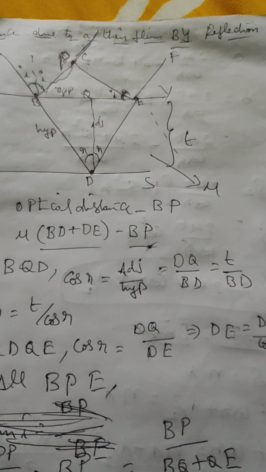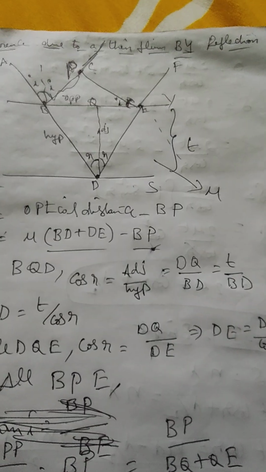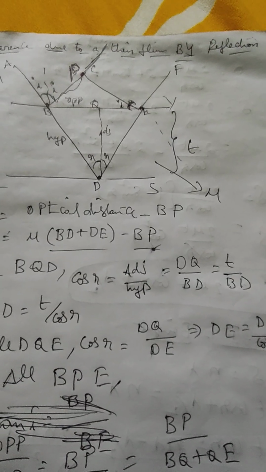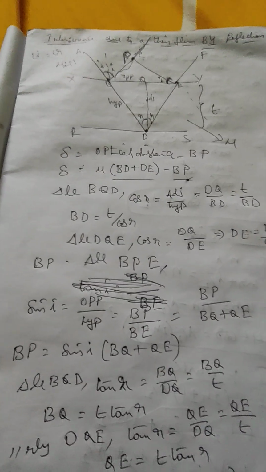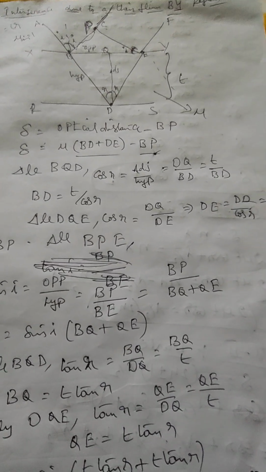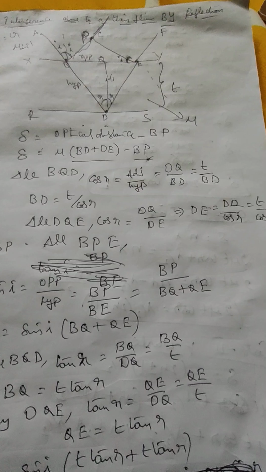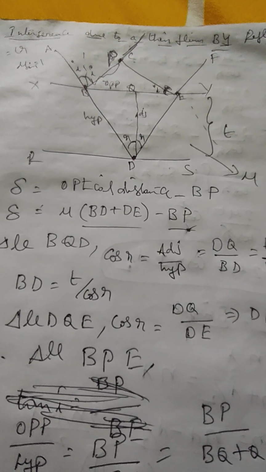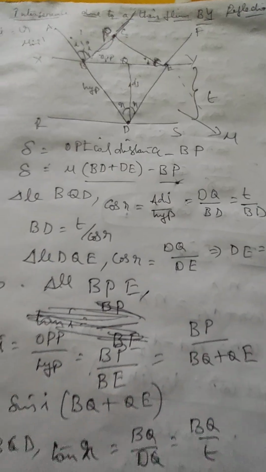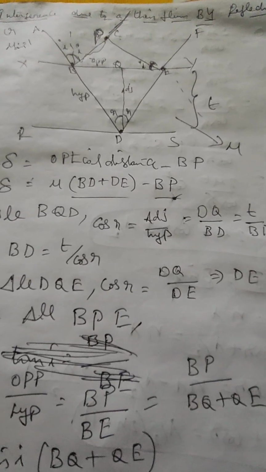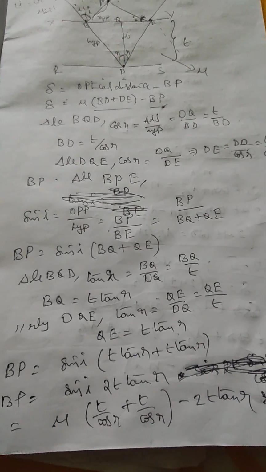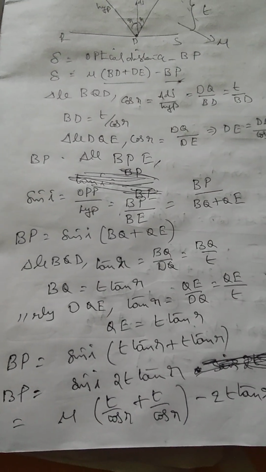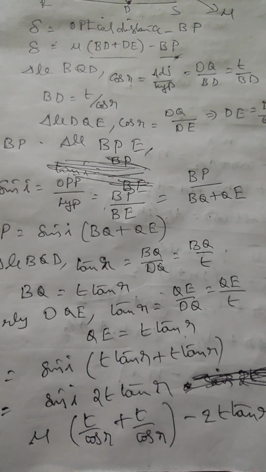How to evaluate the value of BP? Here we consider the triangle BPE. BP is just the opposite side of the angle, so we go through sine. Sin i is equal to opposite by hypotenuse. BP is the opposite side and BE is the hypotenuse of the triangle BPE. BE is nothing but BQ plus QE. Then BP is equal to sin i into BQ plus QE.